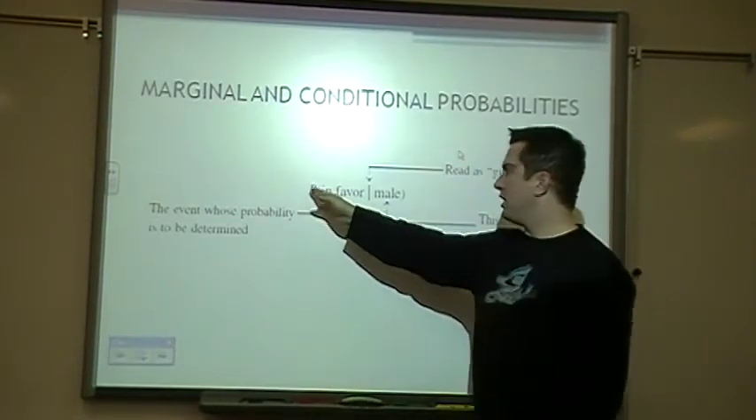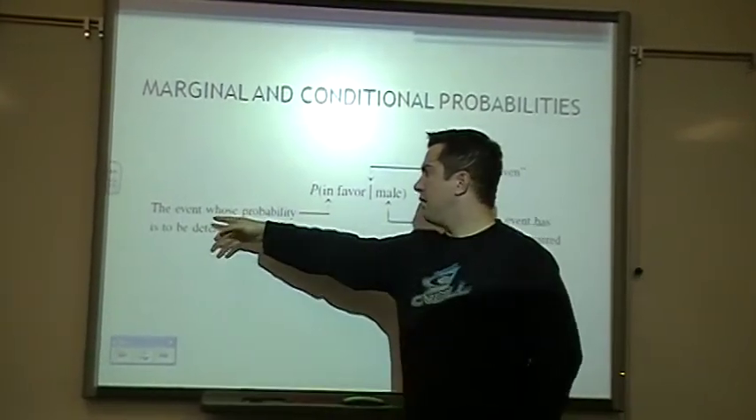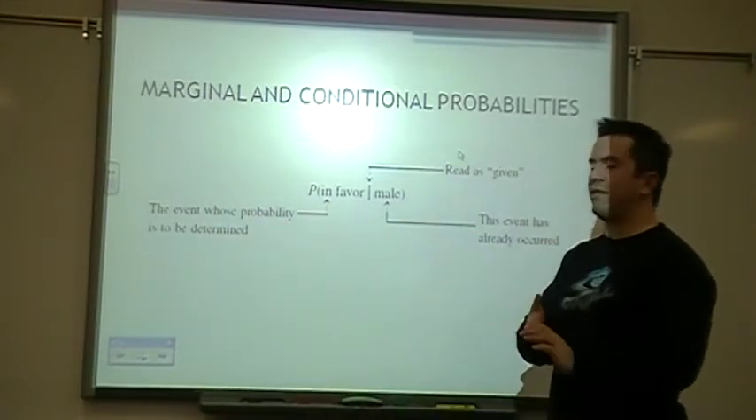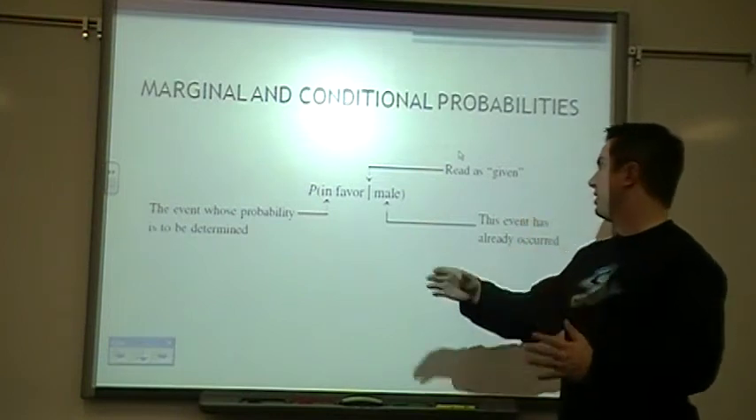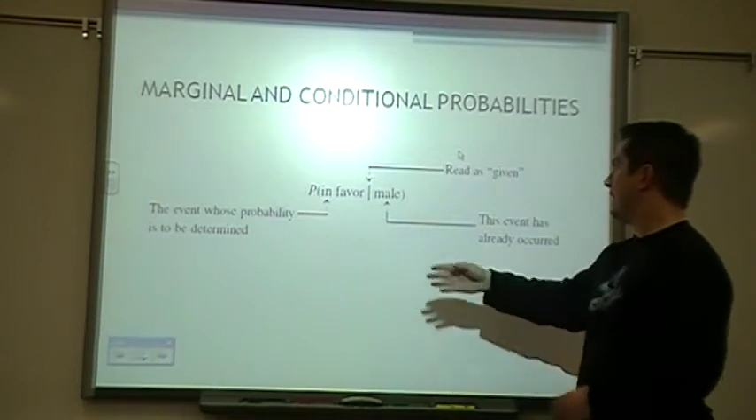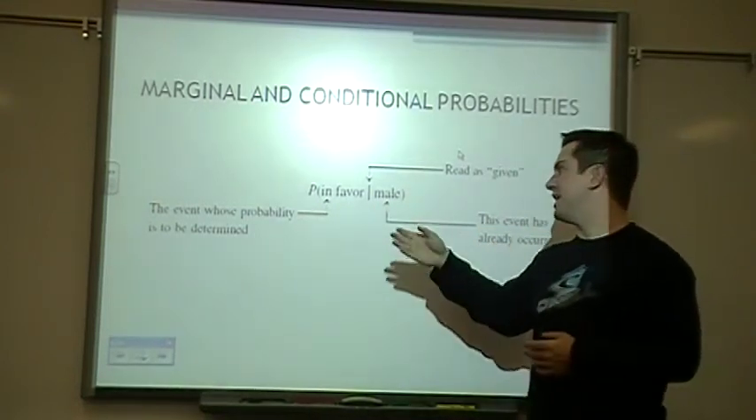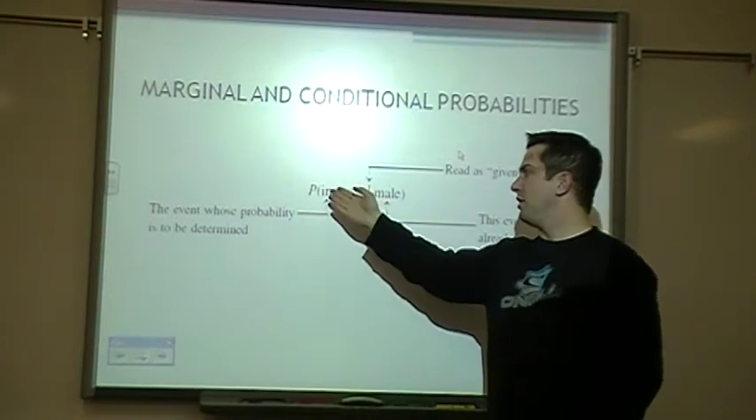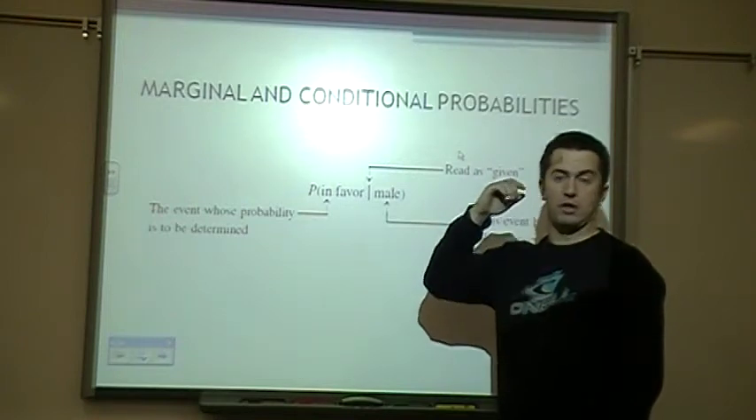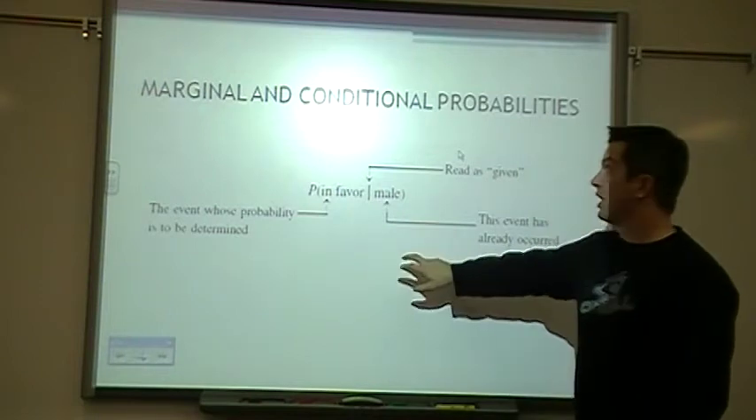We've got the probability of in favor. The first thing that shows up here is the event whose probability is to be determined. That's what we want to determine. This little bar that's up and down is read as given. And the last thing is the event that has already occurred. We've already determined that they're male. So what's the probability of being in favor given male has already occurred? What's the probability of somebody being in favor given they're a male? So that's what we're going to look at.